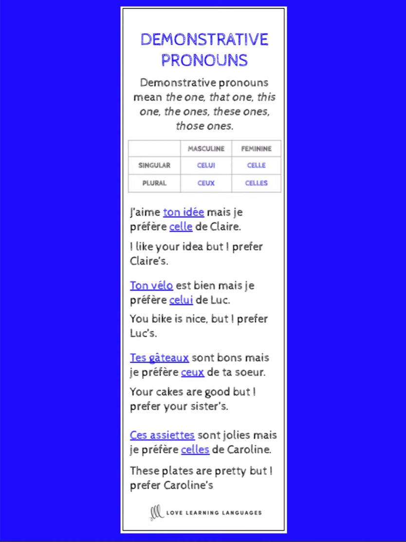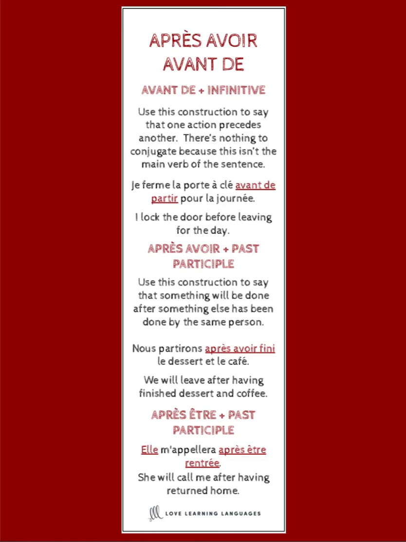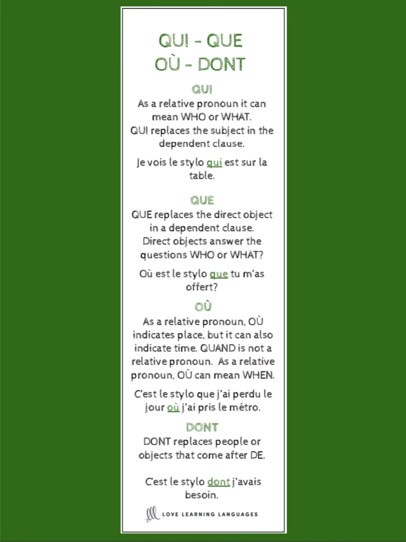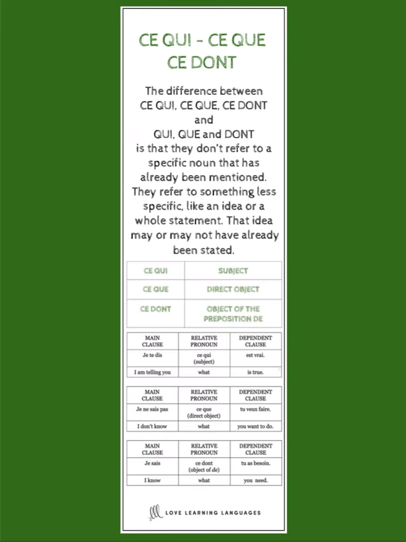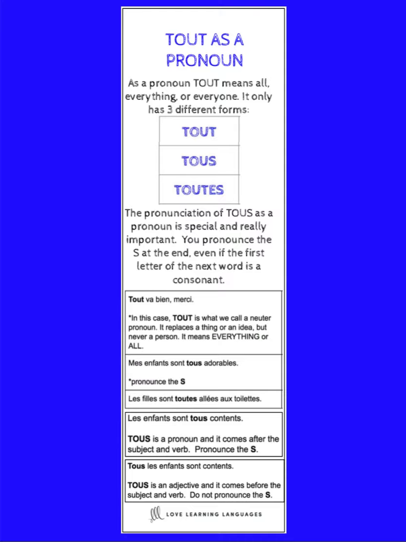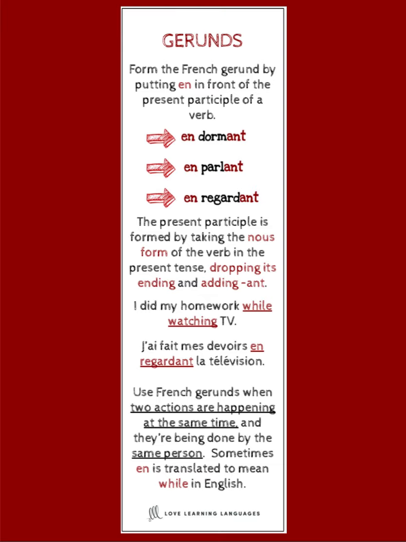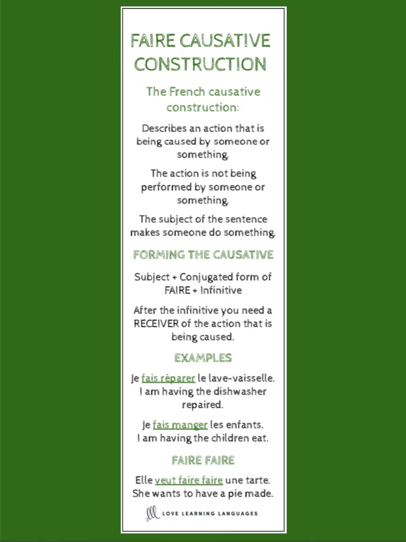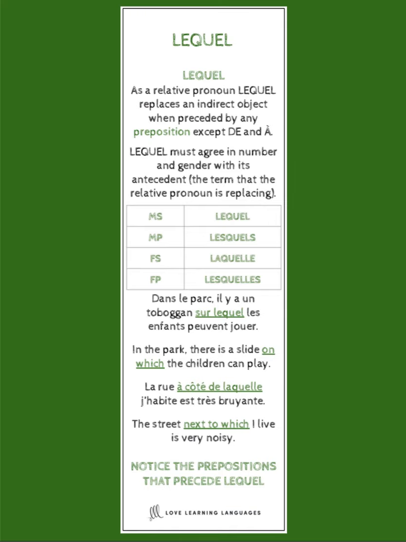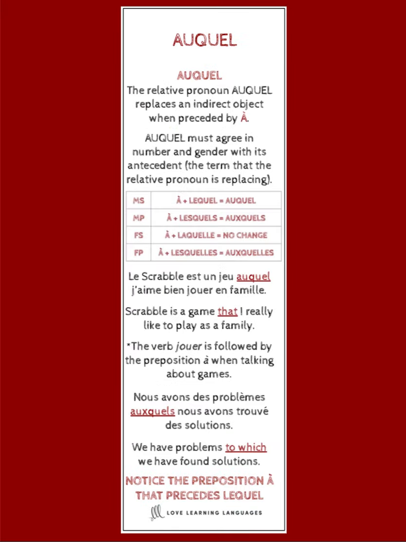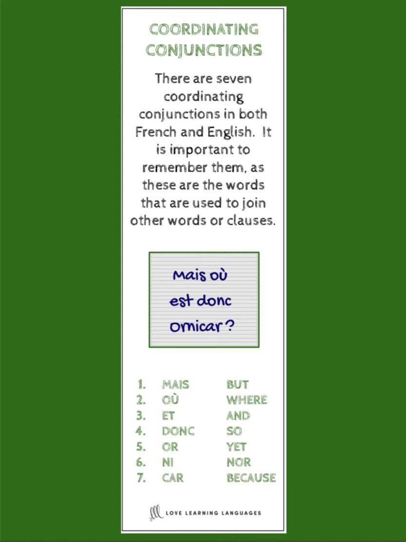Possessive pronouns. You see, we start to get a little more advanced here. Demonstrative pronouns, how to use après avoir and avant de. What about relative pronouns? Qui, que, où, and dont. And then ce qui, ce que, ce dont. Here are all the rules for you. Using tout as a pronoun. And this one will remind you when to pronounce the S on the end of T-O-U-S, because you don't always do that. We've got gerunds, the faire causative construction, more relative pronouns, lequel, auquel, duquel.